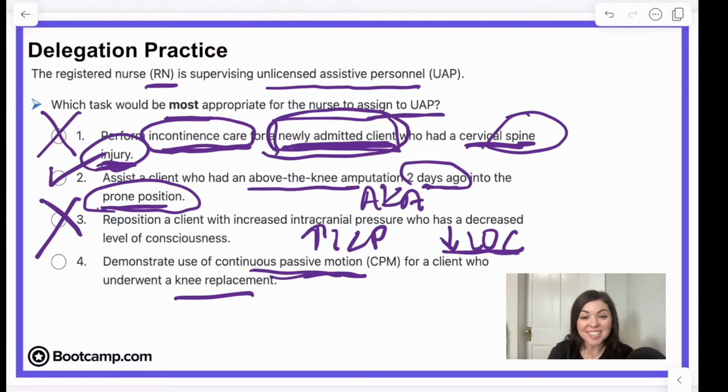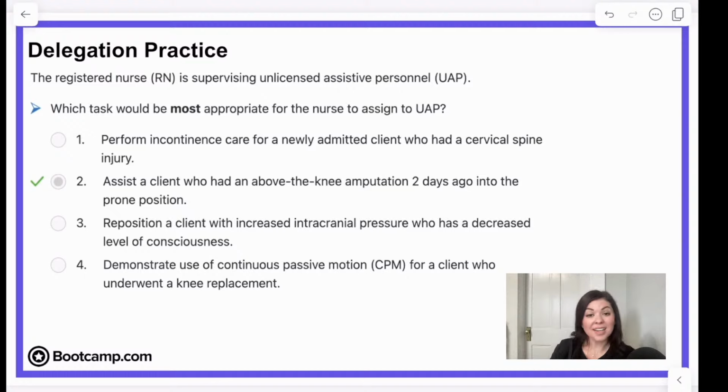Good job, teaching. So NCLEX isn't always going to make it as simple as using the words you see in the nursing process, education, teaching. But when we really look at the context of demonstrating use of something, that's what that is. That's teaching. So that client is probably stable, but we never delegate steps of the nursing process to a UAP. So that is incorrect.